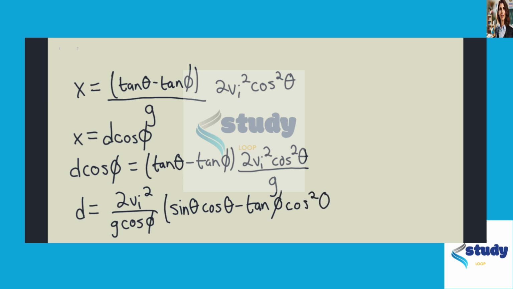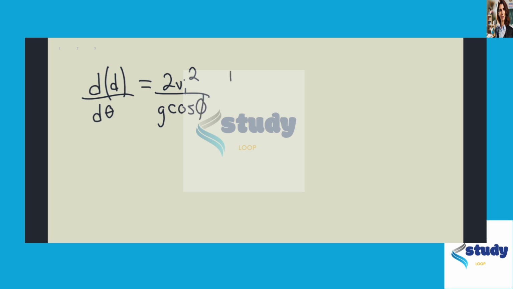cosine squared of theta. And in order to maximize distance, we need to set the derivative of this equation with respect to theta to 0, and then solve for theta. So the derivative of d with respect to theta would be equal to 2 v initial squared divided by g cosine of phi, times d over d theta of sine of theta cosine of theta minus tangent of phi cosine squared of theta.